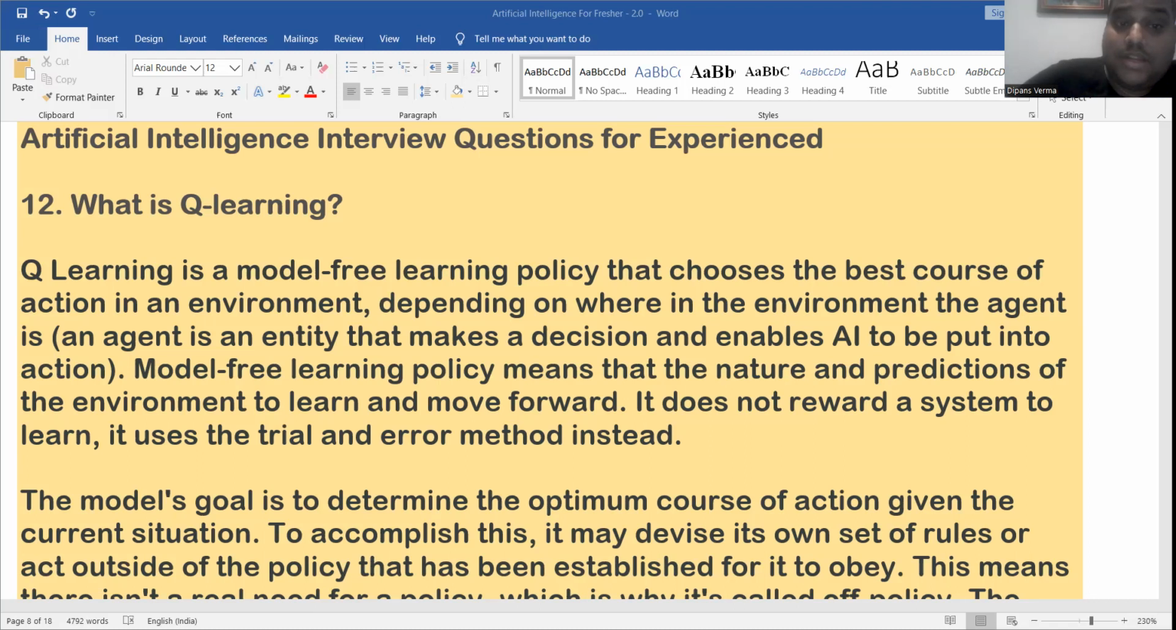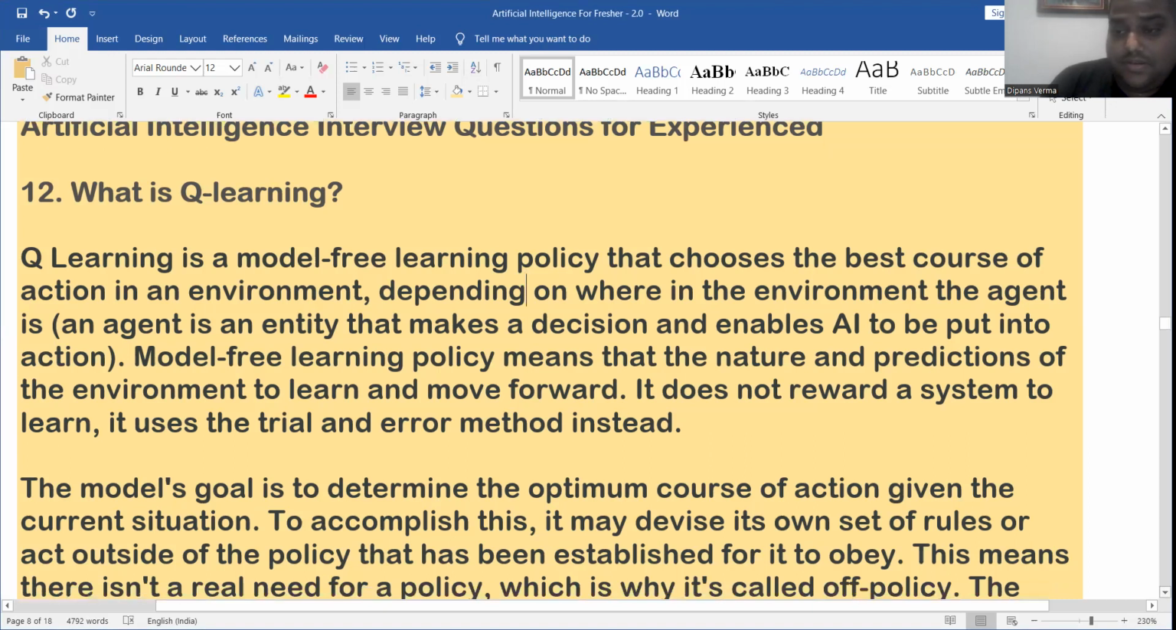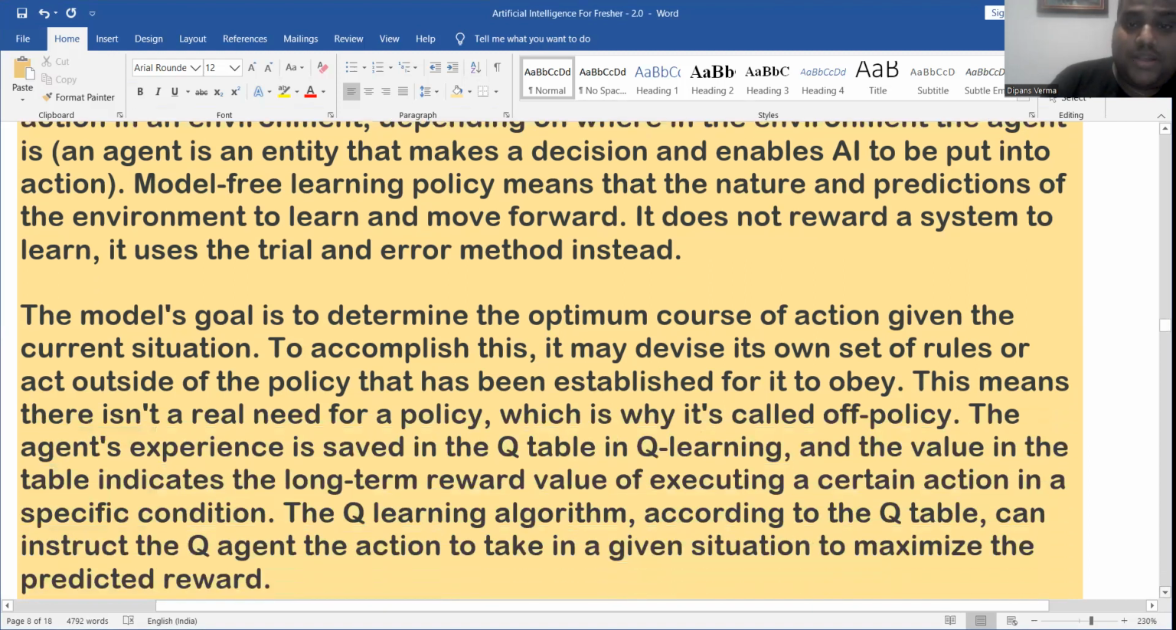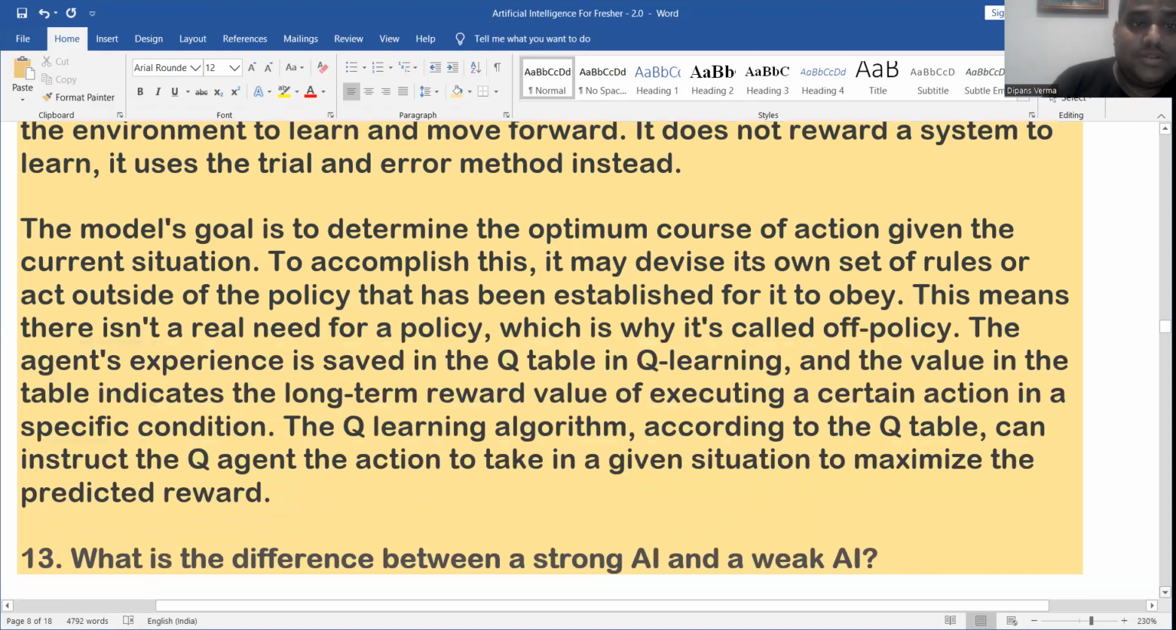Model-free learning policy means that it does not need a model of the environment to learn and move forward. It does not reward a system to learn; it uses the trial and error method instead. What is the meaning of trial and error method? It will always make a mistake and learn from its mistakes. The model's goal is to determine the optimum course of action given the current situation. To accomplish this, it may devise its own set of rules, or act outside of the policy that has been established for it to obey.